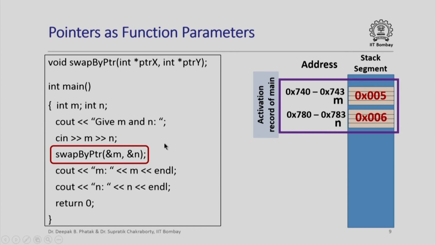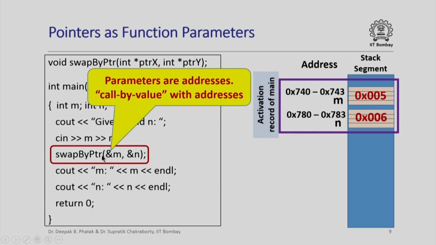Now when I call this function, I have to create a new activation record. So note that in that activation record, the values of the parameters that I am going to pass are actually addresses of integer variables. So the parameters are actually addresses, and I am going to do a call by value with these addresses.